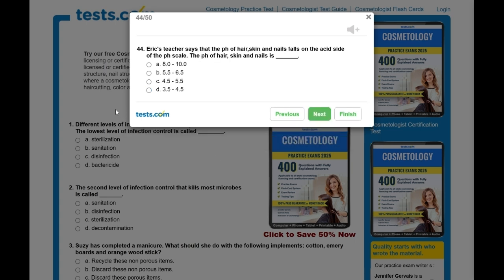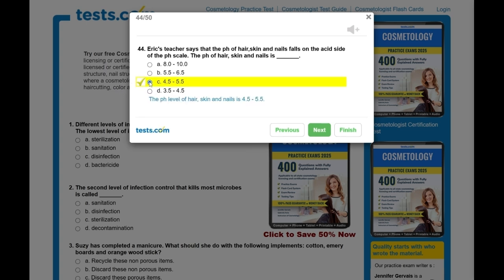Question 44. Eric's teacher says that the pH of hair, skin, and nails falls on the acid side of the pH scale. The pH of hair, skin, and nails is A. 8 to 10. B. 5.5 to 6.5. C. 4.5 to 5.5. D. 3.5 to 4.5. C. 4.5 to 5.5. The pH level of hair, skin, and nails is 4.5 to 5.5.